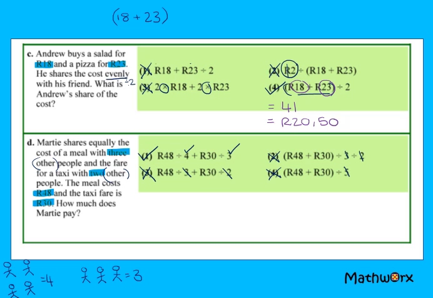And if we solve that quickly, we have 48 divided by 4 plus 30 divided by 3. And if we do division first, because of BODMAS, 48 divided by 4 gives me 12, plus 30 divided by 3 gives me 10, which gives me 22 Rand overall that Marty has to pay. Okay, I hope you guys got those right and that you understand. And let's move to the next slide quickly.